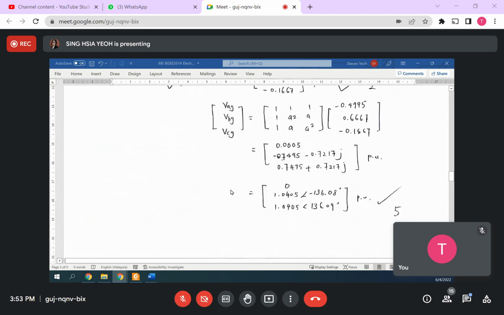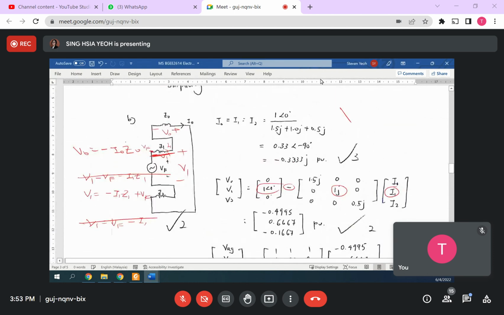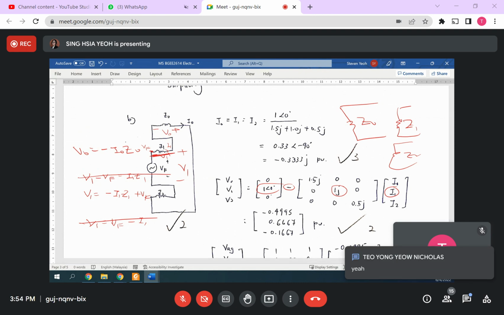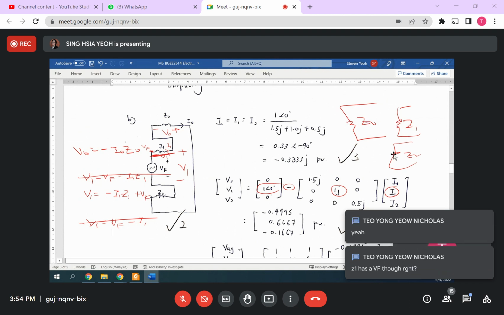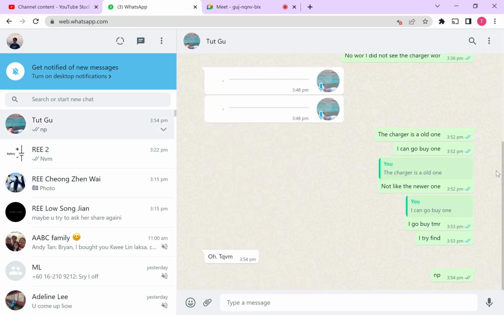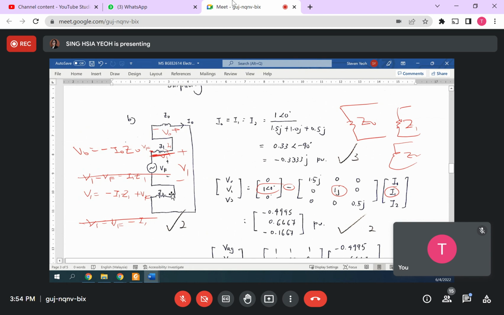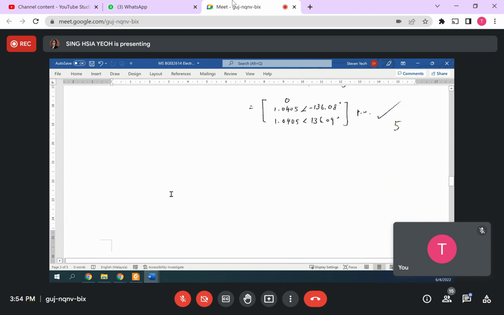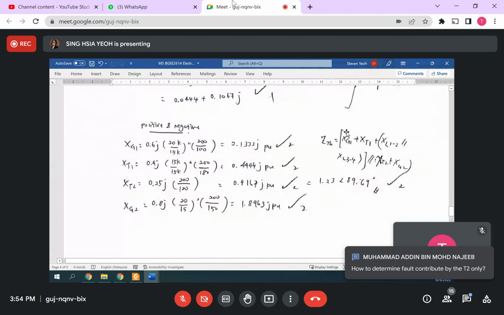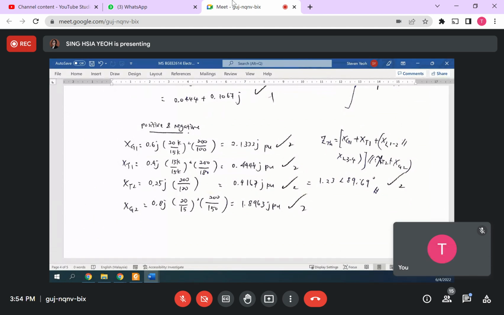You mean this one, is it? Question 2B, is it? Yes, if it's question 2B, then it will be something like this: Z0, then Z1, then Z2. Oh, this is not an important diagram. Z0, Z1, Z2 is not an important diagram at all. This is an important diagram that you have to draw. Don't care about the Z0, Z1, Z2 diagram. The important diagrams are single line to ground fault, line to line, and double line to ground fault. Unless I ask you to find this one, then you need to draw a diagram and find the Thevenin equivalent. That's it. Yes, only Z1 has VF. That's right.